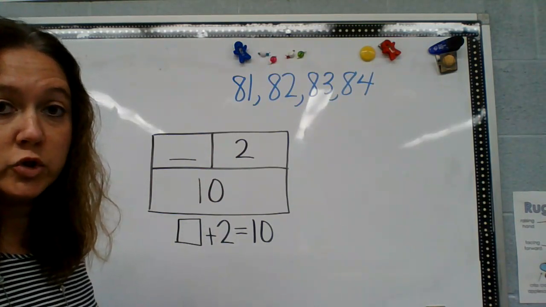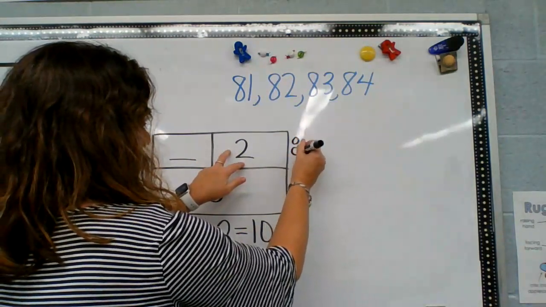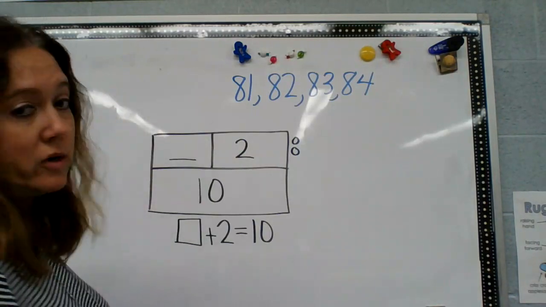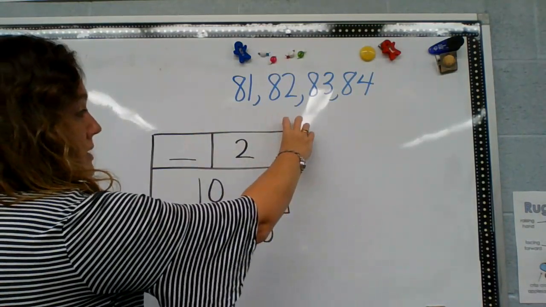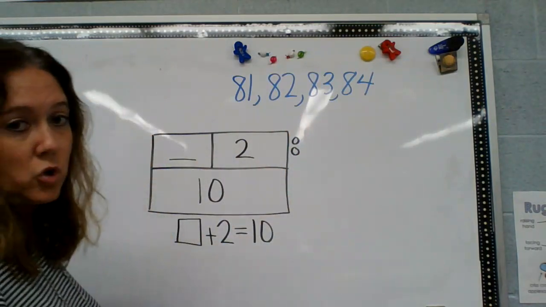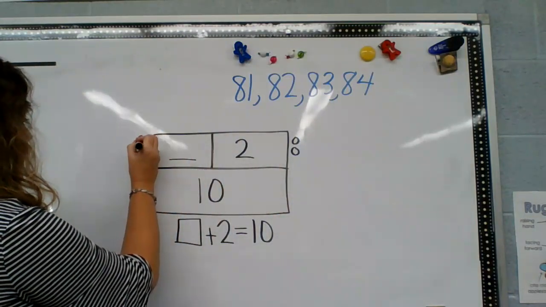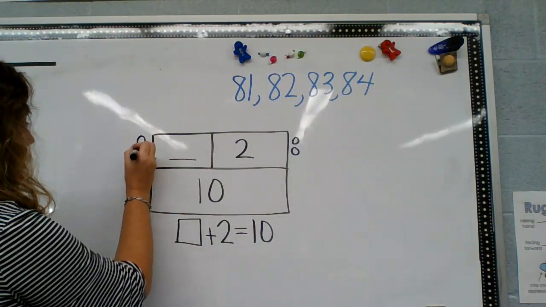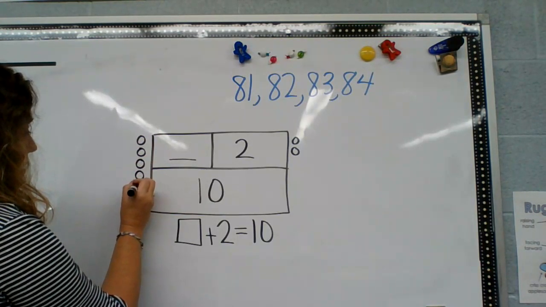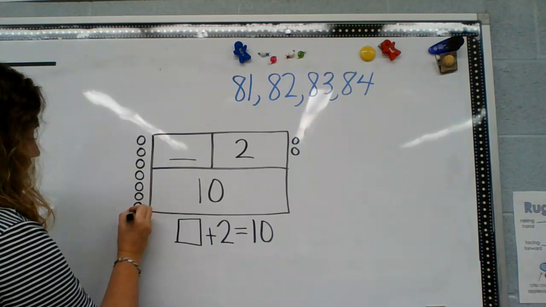So I'm going to show you those 2 ways again. Here I know there are 2, so I'm going to draw 2 circles here. I know there were 2. Now I need to figure out how many are on this side. So we're going to say 2, and we're counting up to 10 total. 2, 3, 4, 5, 6, 7, 8, 9, 10.